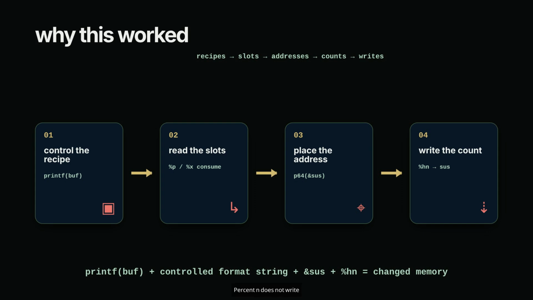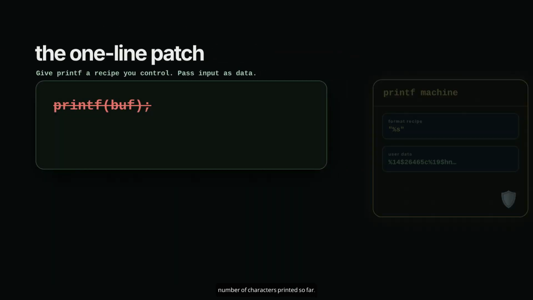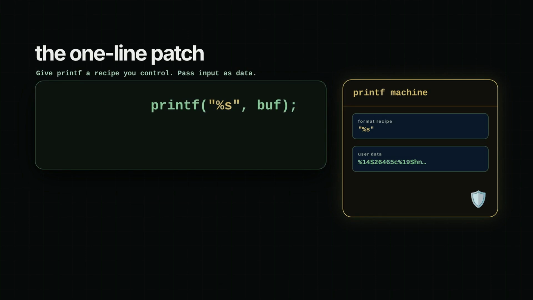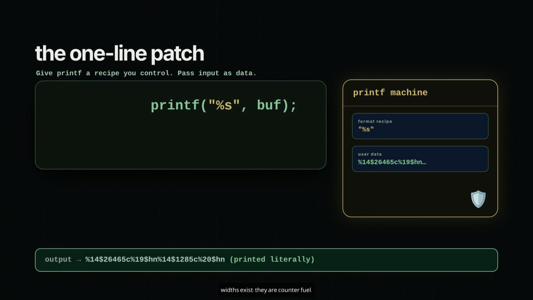%n does not write a number typed inside the format string. It copies the number of characters printed so far. That is why the large widths exist. They are counter fuel. Keyboard bytes become a printf recipe. The recipe creates output. The output creates a counter. Then %hn copies the counter into memory.